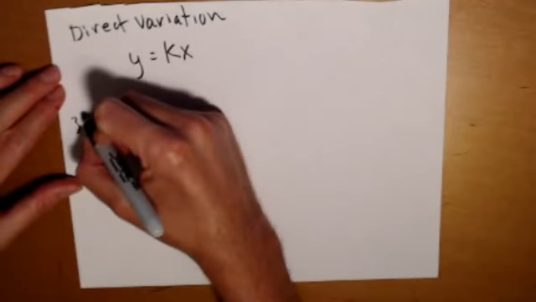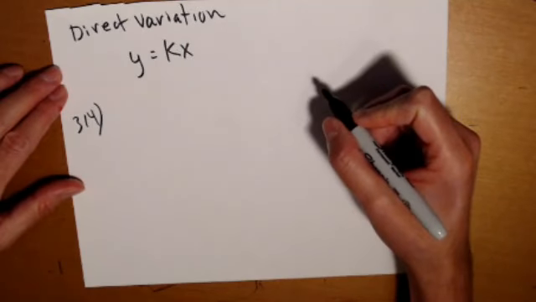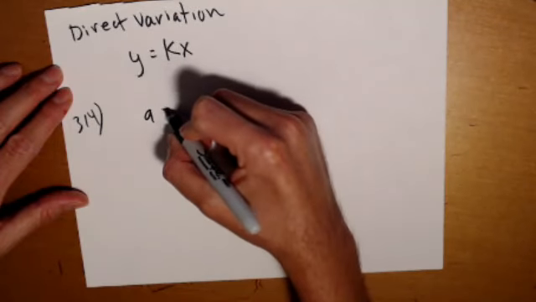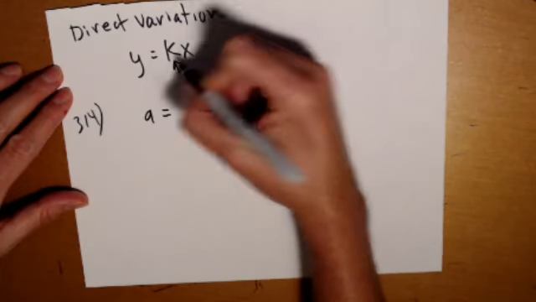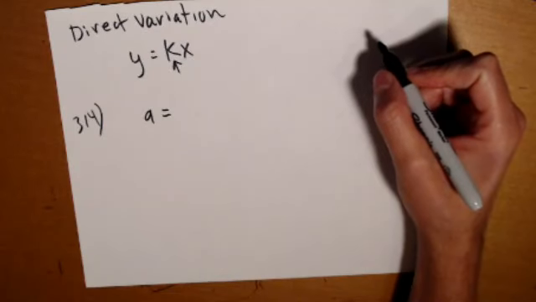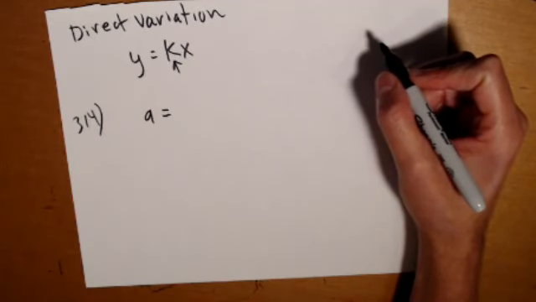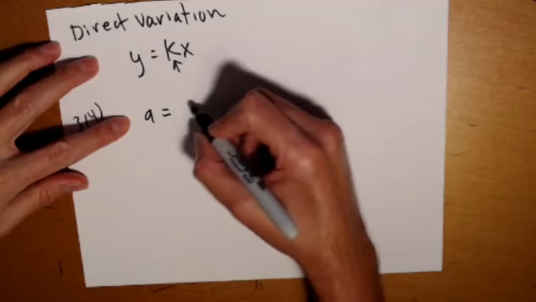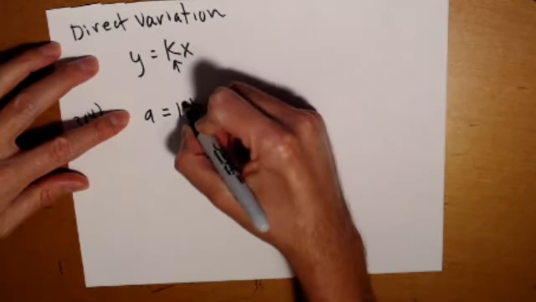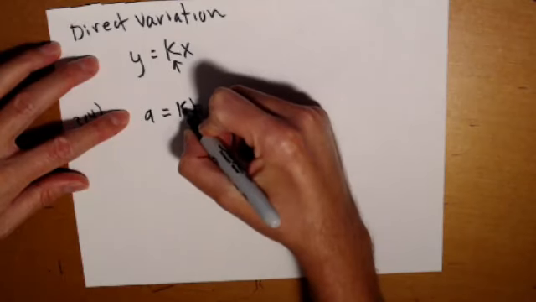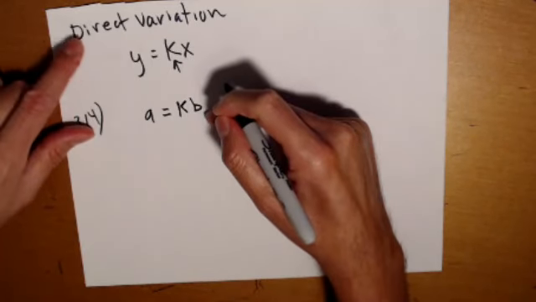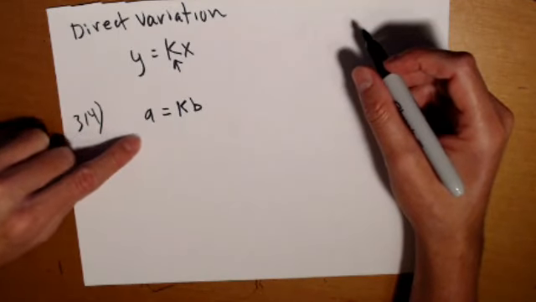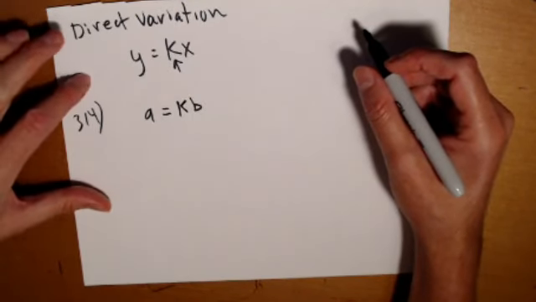So in 314, it says A varies directly with B. So A equals kB, and K is sort of our relationship variable, our constant, so we'll just use K. So A varies directly as B. That means how are A and B related? By some K. So this is them varying directly. We're going to talk about indirect next. Yay. Okay, 314. A varies directly as B.